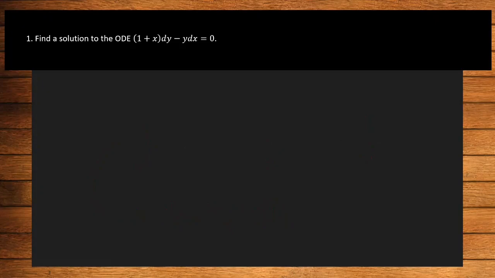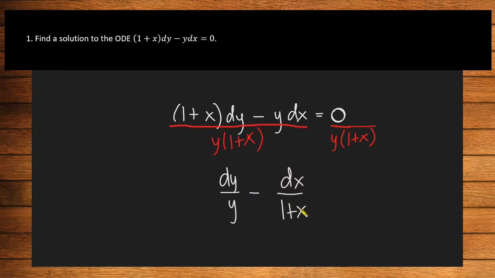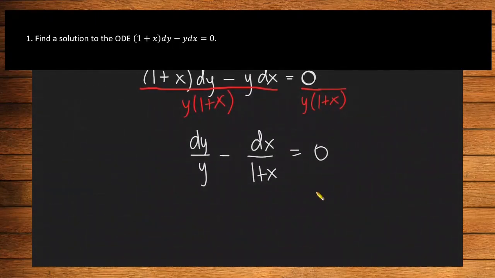So we are going to find a solution to the ODE 1 plus x dy minus y dx equal to 0. So we can easily separate the variables by dividing both sides of our equation by y times 1 plus x. So in our first term, we will be left with dy over y kasi magka-cancel out yung 1 plus x. And then for our second term, we will have dx over 1 plus x kasi magka-cancel out yung y. And then on the right side, that is 0 divided by y times 1 plus x. So that is still equal to 0.